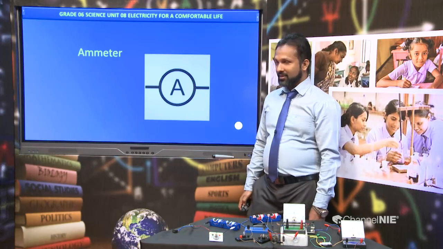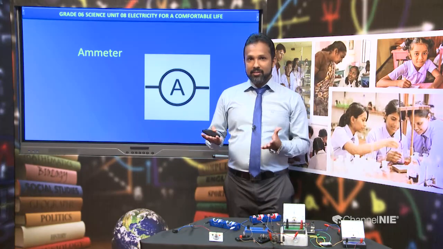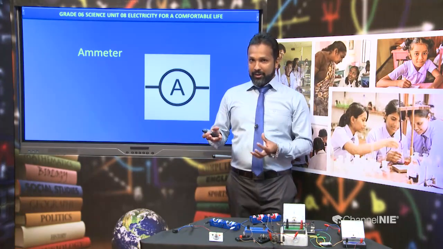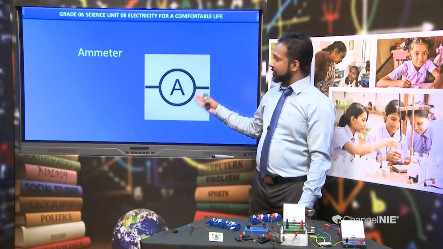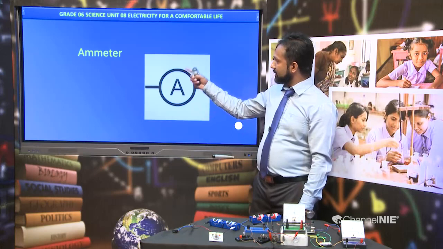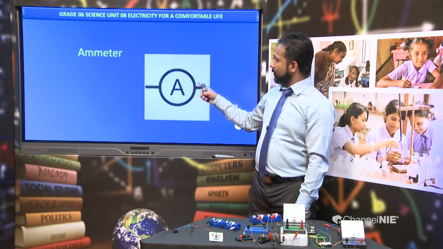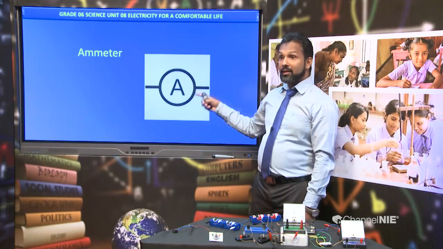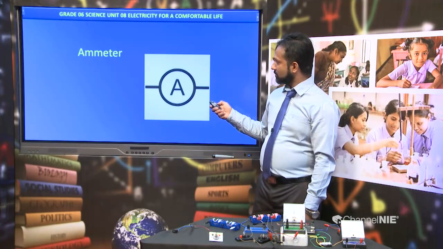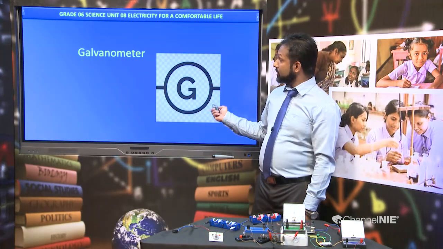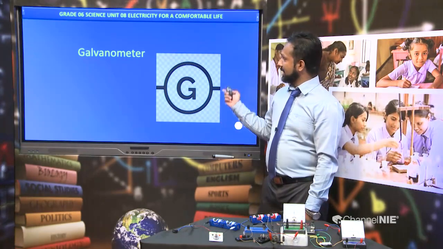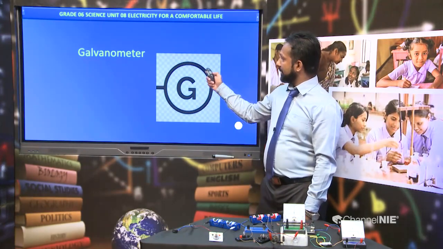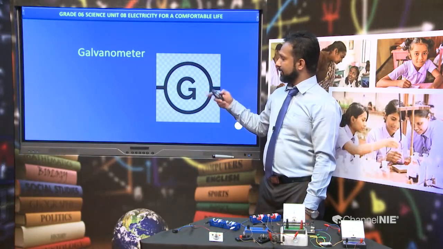Ammeter. You watched a picture of an ammeter. Here, the symbol of the ammeter is given. Inside the circle, we have to use a capital A. This is the symbol of a galvanometer. Inside the circle, a capital G is written.